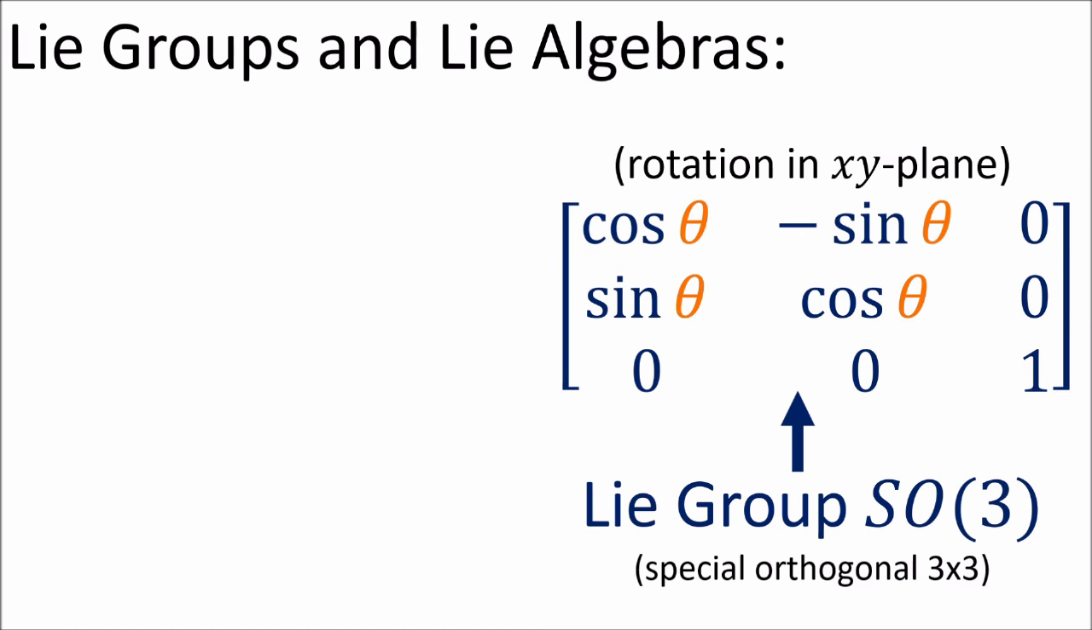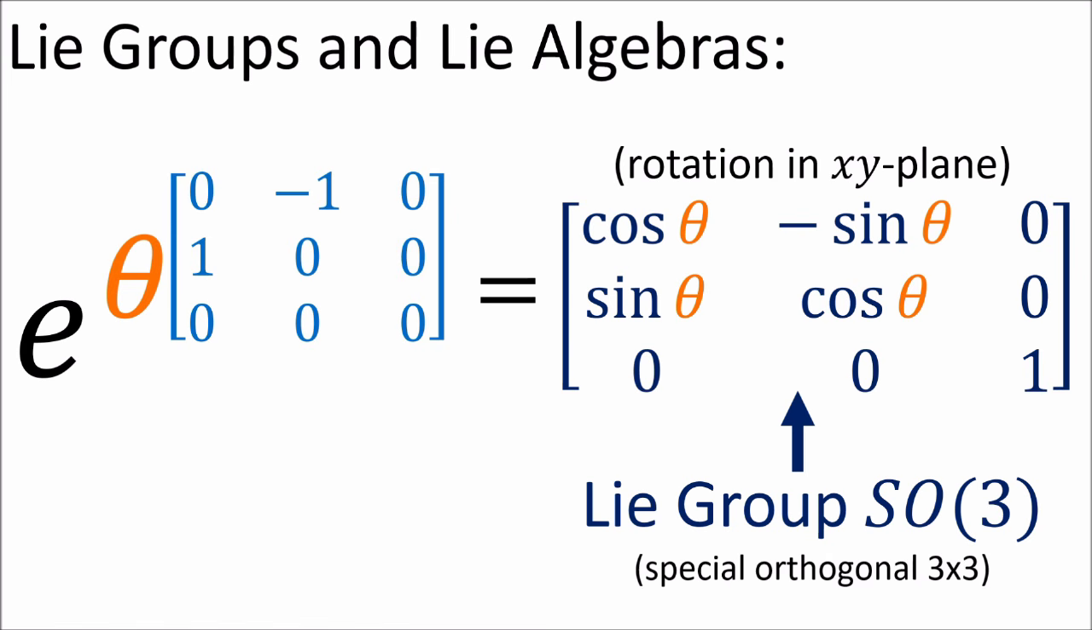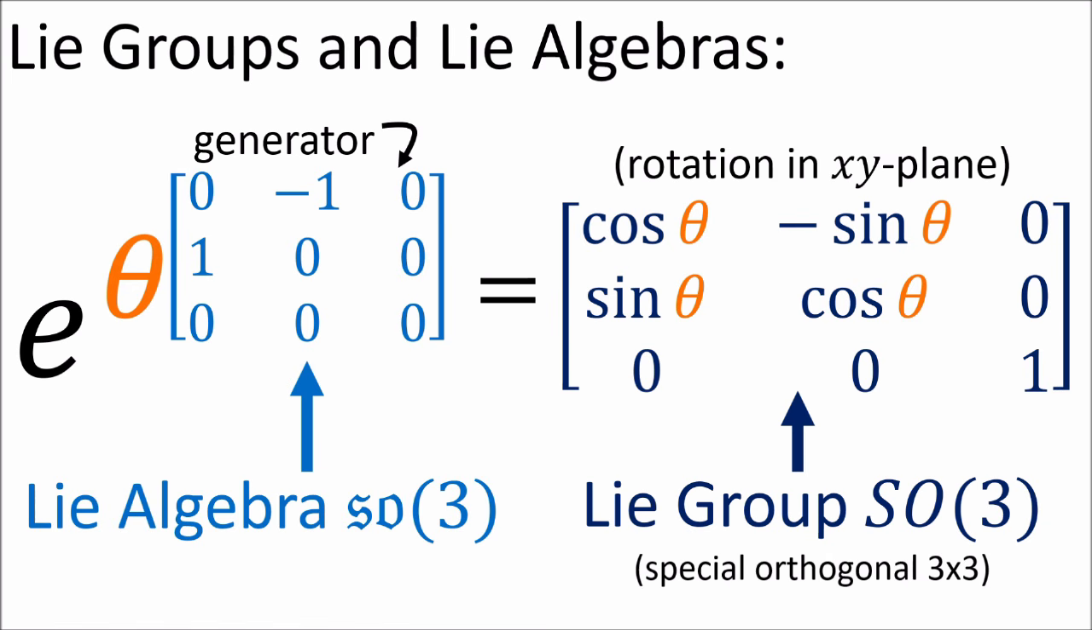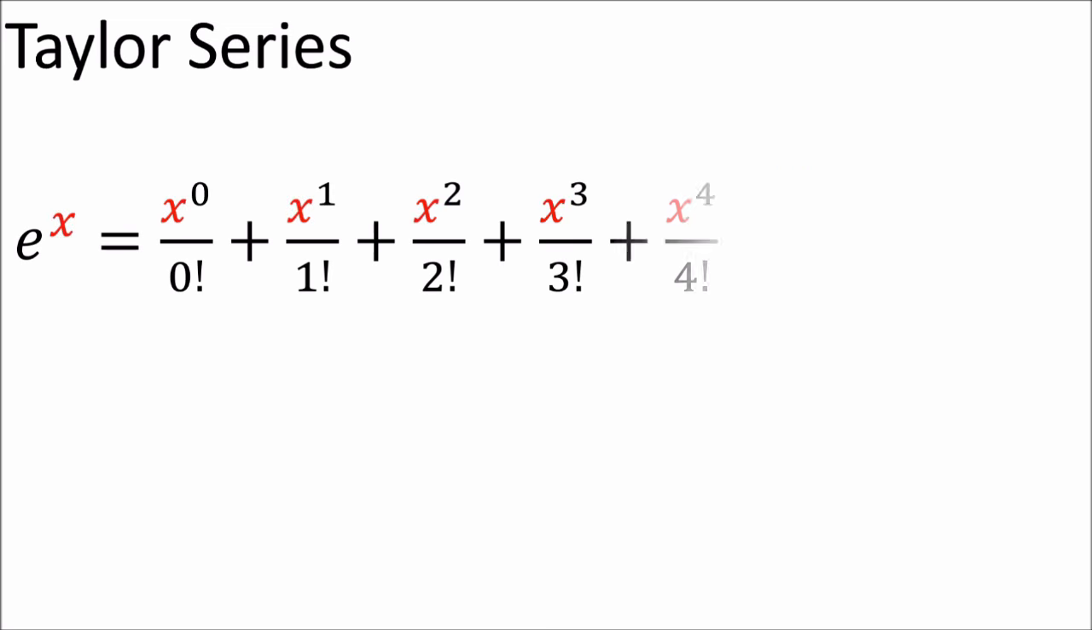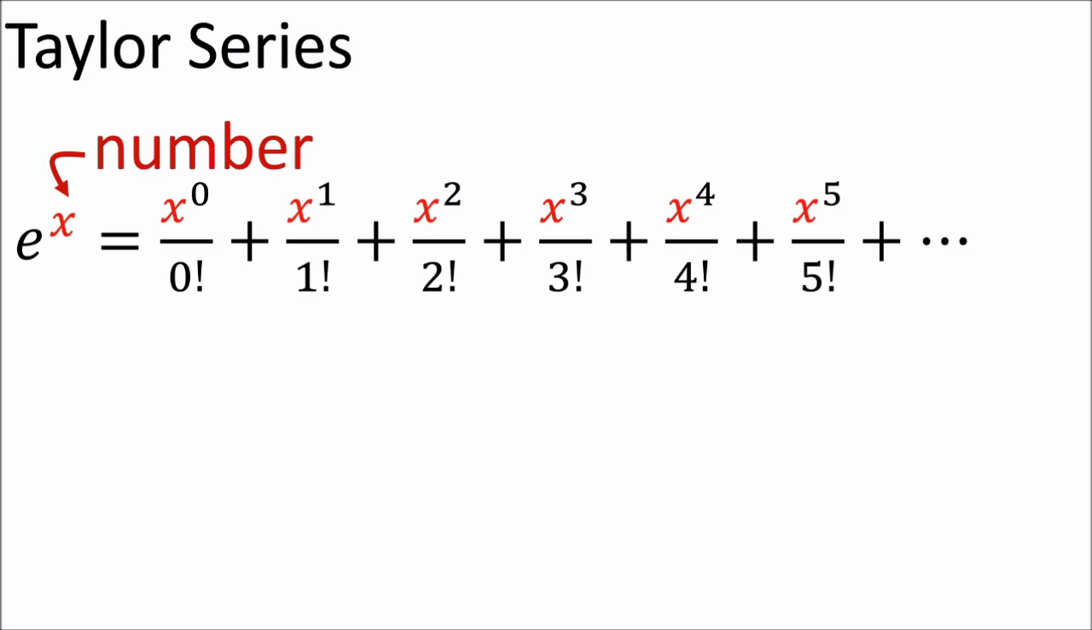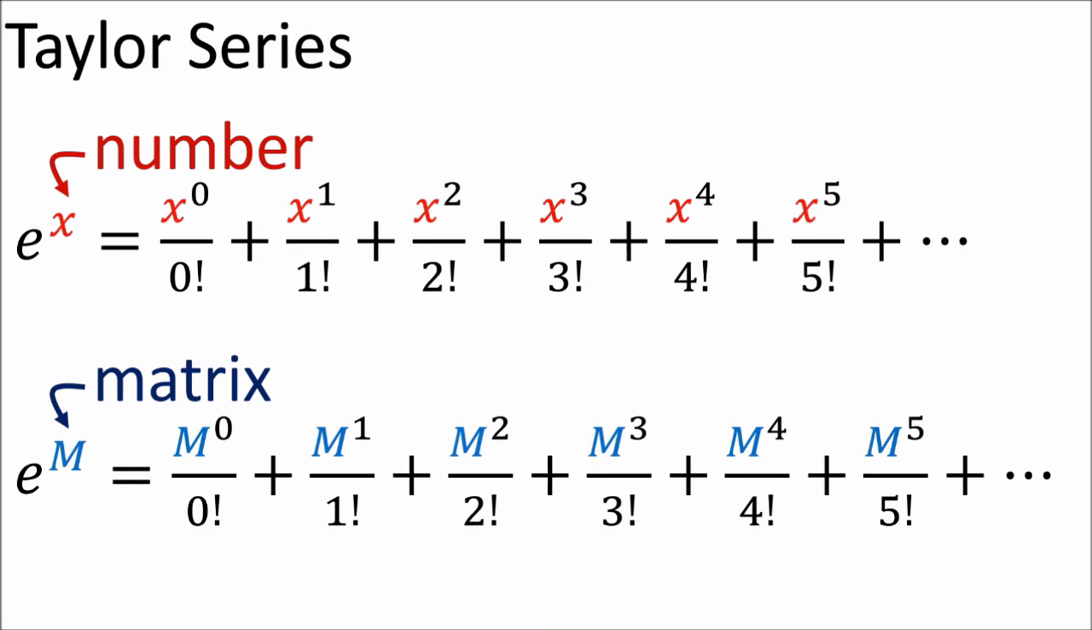Now, it turns out that this rotation matrix is equal to the exponential of theta times this special 3x3 matrix here. The matrix in the exponent is called a generator, and is a member of the Lie algebra so(3), which is written with lowercase letters in a fractal font by convention. So how do we make sense of this? What does it mean to take the exponential of a matrix? The answer lies in the Taylor series of e to the x. Normally this is used when x is an ordinary number, but we can replace x with a matrix M to give us this definition of a matrix's exponential.